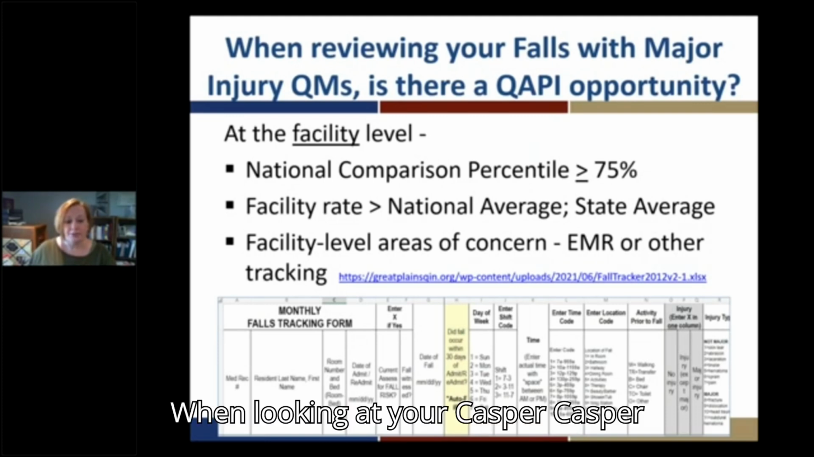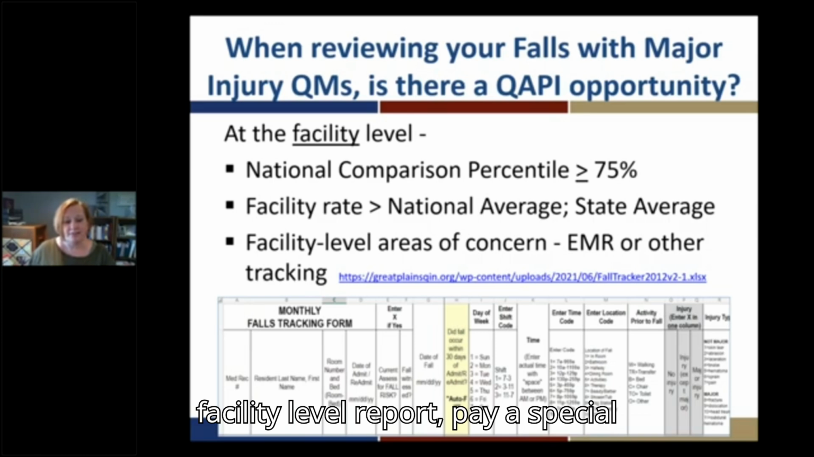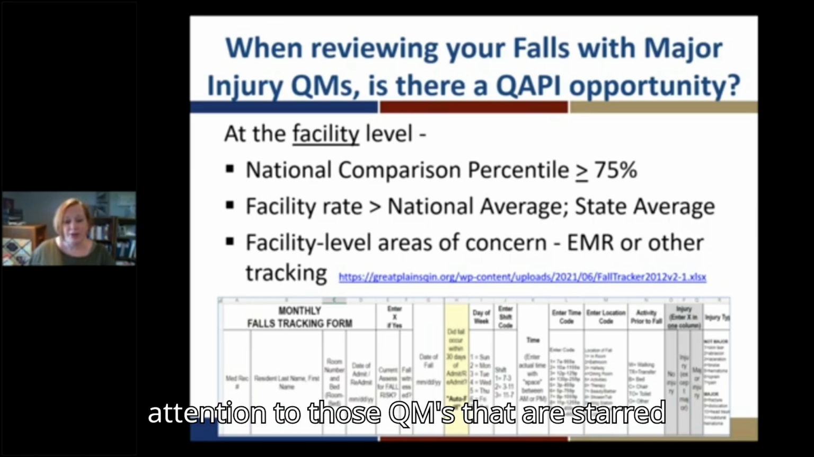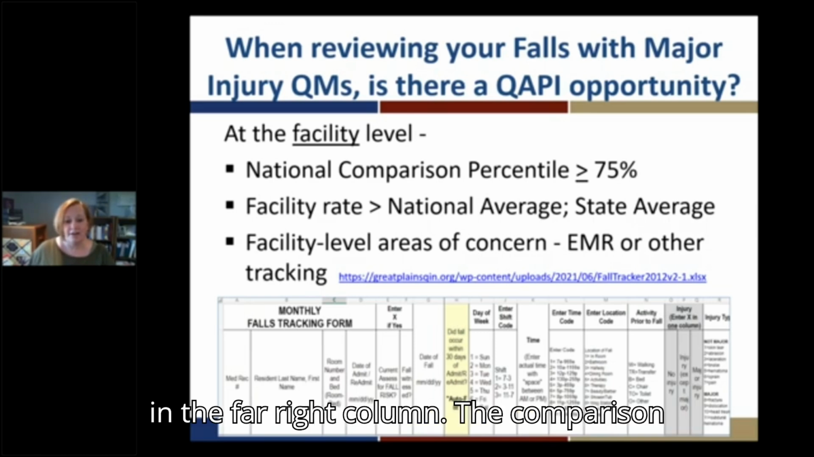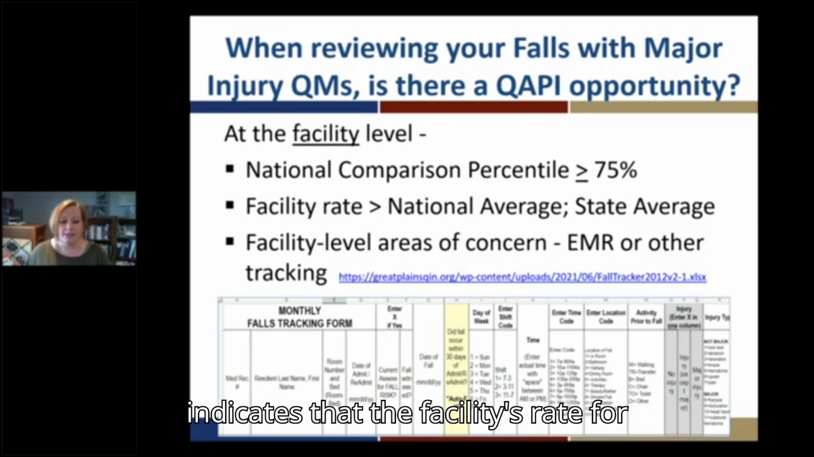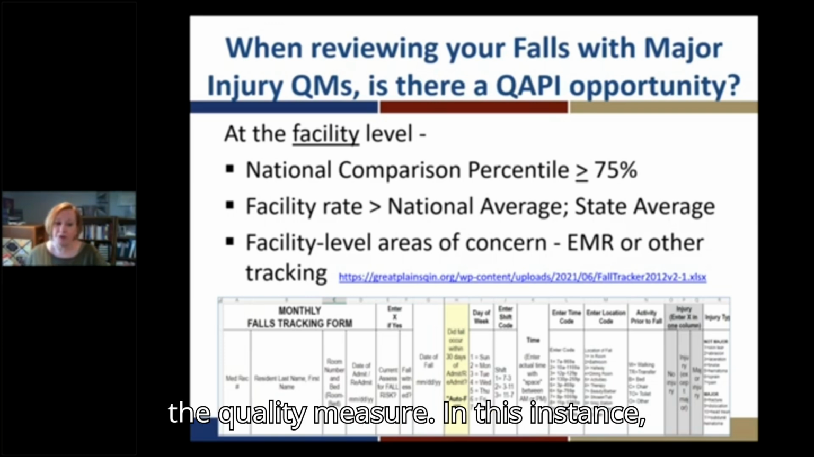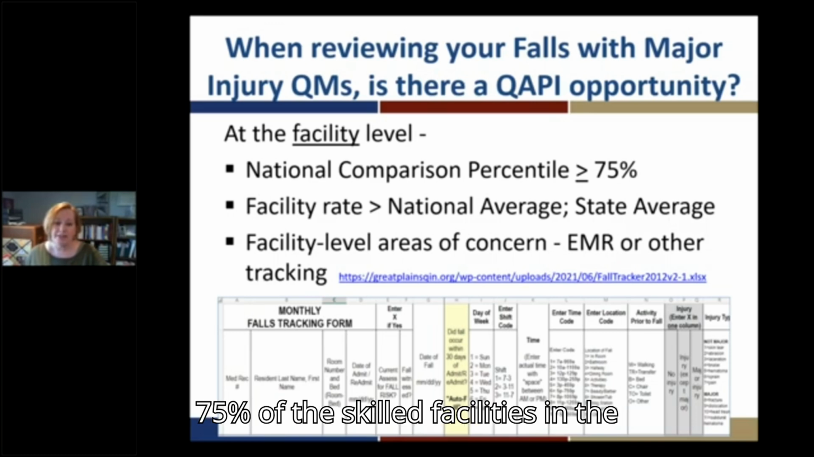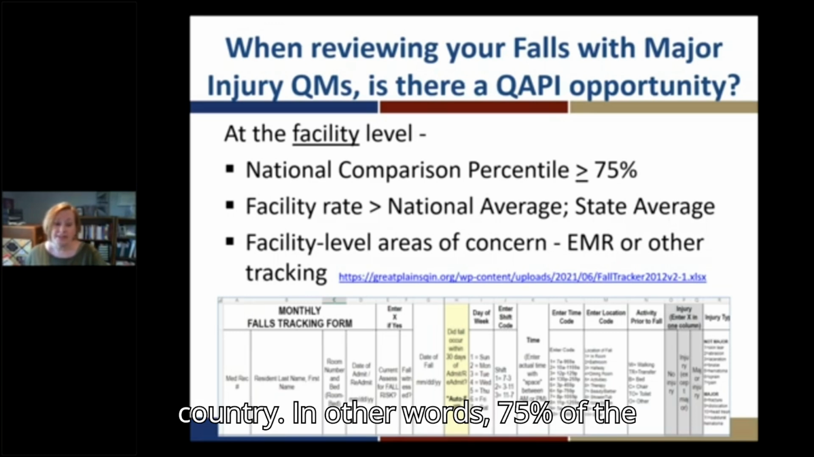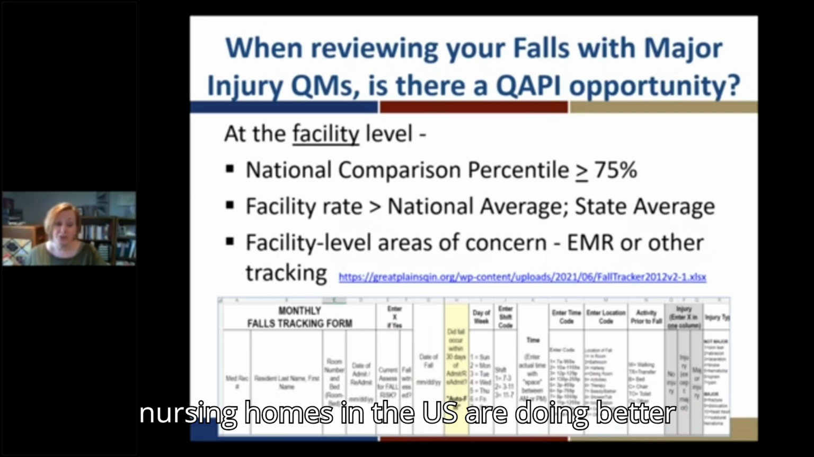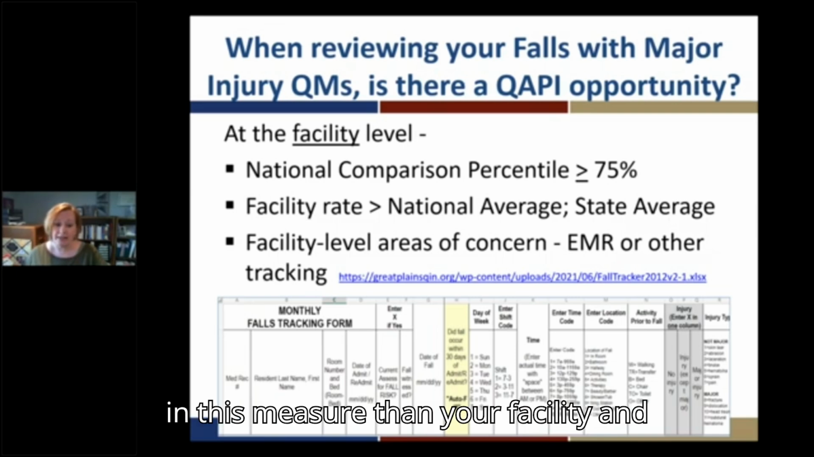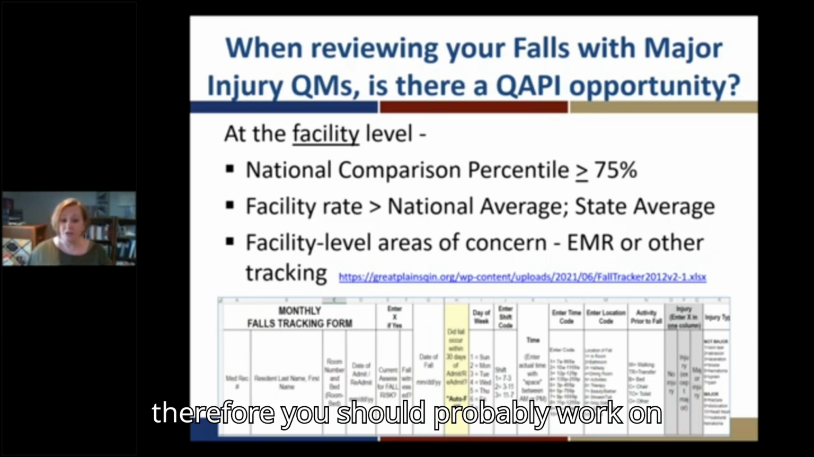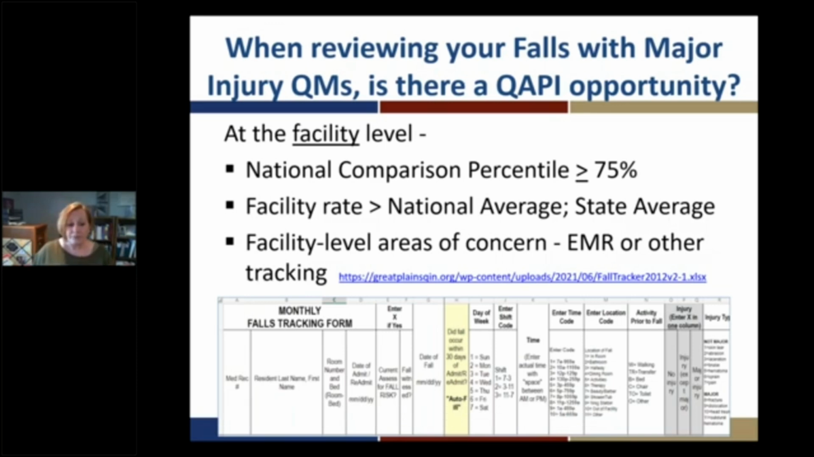When looking at your CASPER facility level report, pay special attention to those QMs that are starred in the far right column, the comparison group national percentile. The star indicates that the facility's rate for the quality measure, in this instance falls with major injury, is greater than 75% of the skilled facilities in the country. In other words, 75% of the nursing homes in the US are doing better in this measure than your facility, and therefore you should probably work on trying to improve this QM.